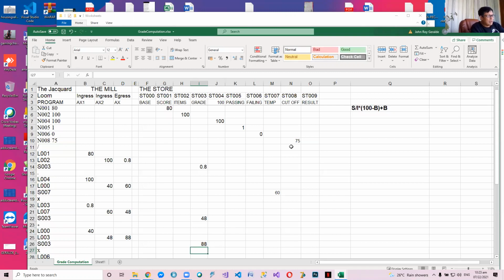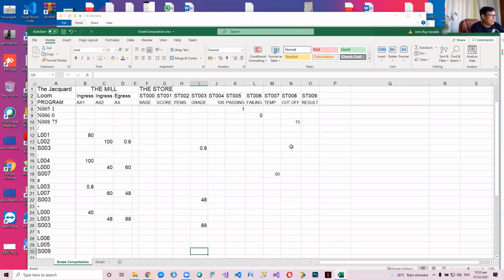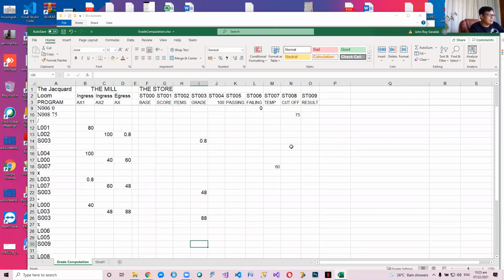Do you follow? Now we will determine whether this is passing or failing. Obviously, it's passing. So L006, what is 006? We assume first that it's failing, 0. L005, 005 is passing, which is 1. We store it at 009, which is the result. We'll say 0. We assume that it's failing, and then if not, we will correct it later. Okay? We assume it's failing.